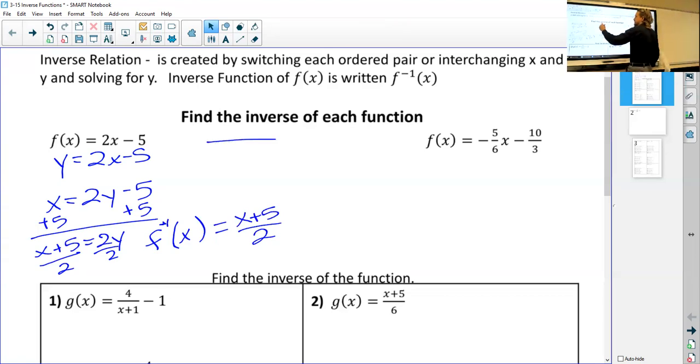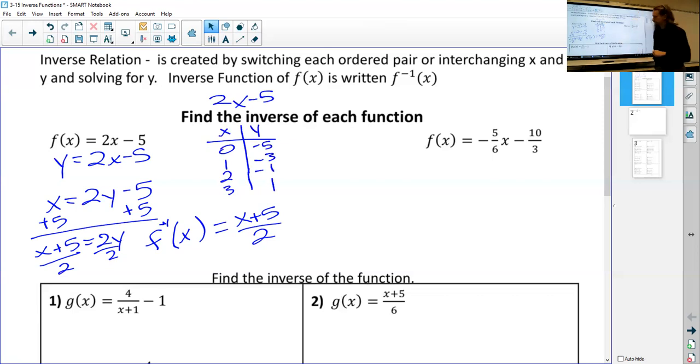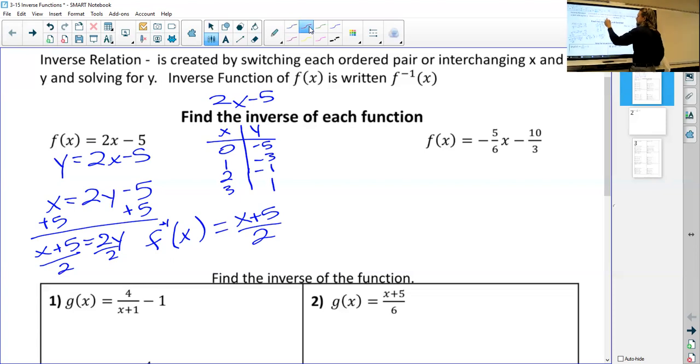Like if I made a table for 2x minus 5, so I say x and y, and I could say 0, 1, 2, 3, and then I fill my y values. 2 times 0 minus 5 is negative 5, 2 minus 5 is negative 3, negative 1, and then 1. Right? So now if I switch x and y, and I put it into my inverse function here, I should end up back where I started.